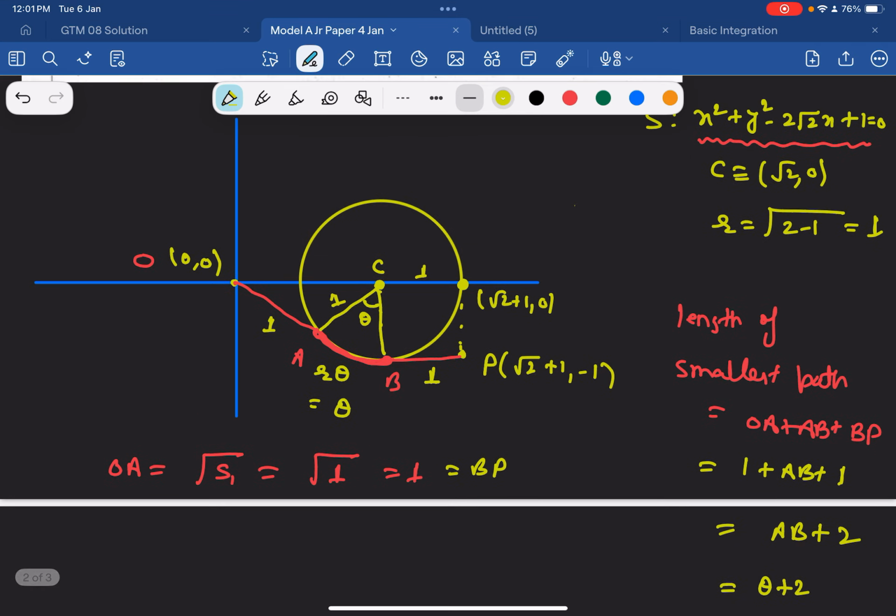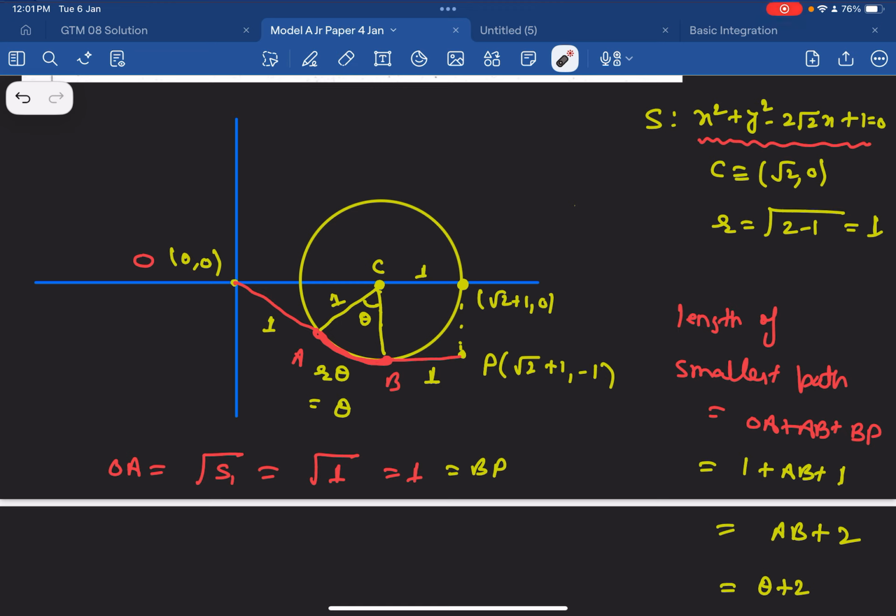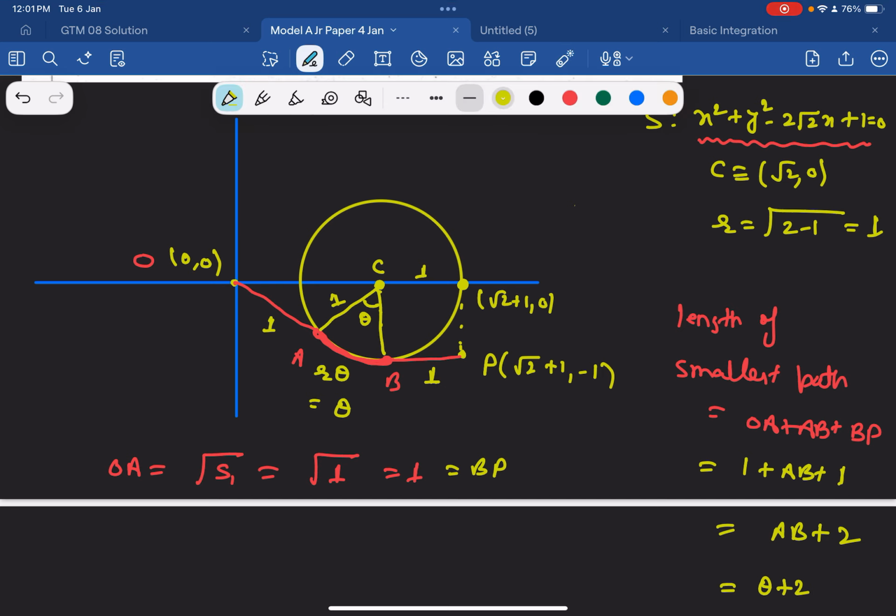See very carefully, I am going to use the geometry here. Since this is the tangent and this is the radius, this will be perpendicular. This length is 1, this length is 1. So tan theta will be equal to opposite upon adjacent, that will be equal to 1. So it is equal to tan 45 degrees. So theta will be 45 degrees. So I can give this one as a 45 degree angle.